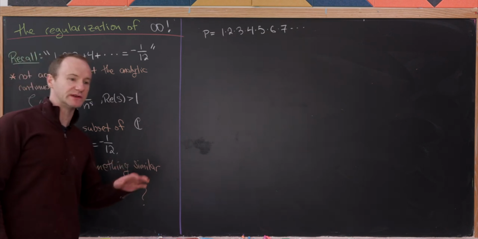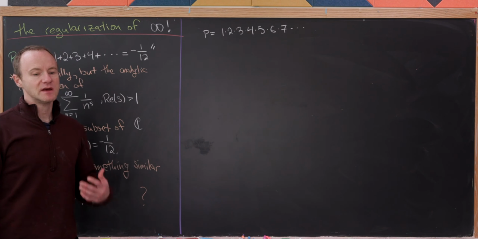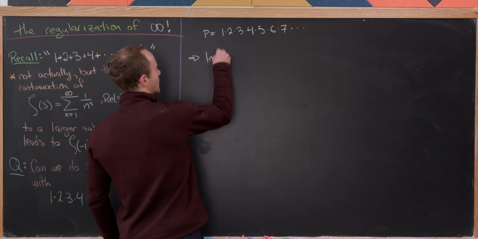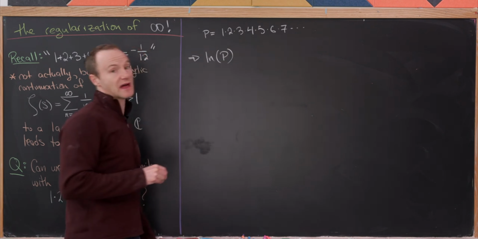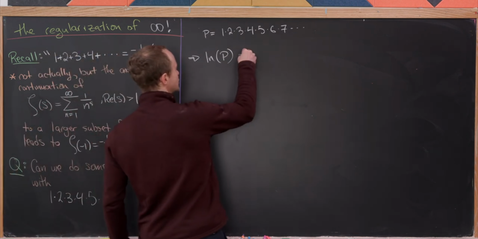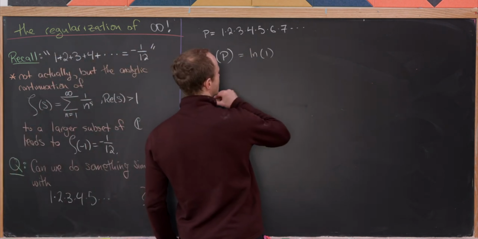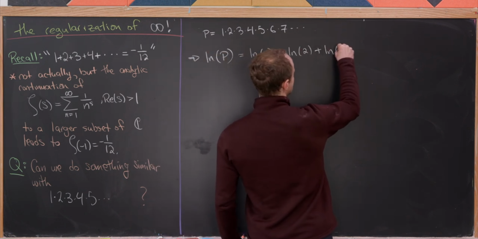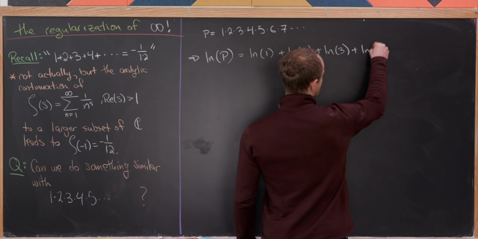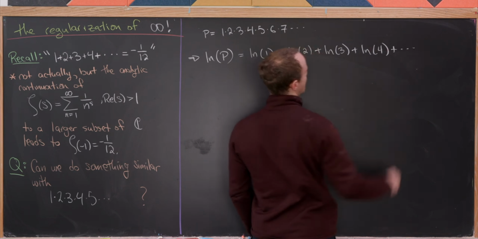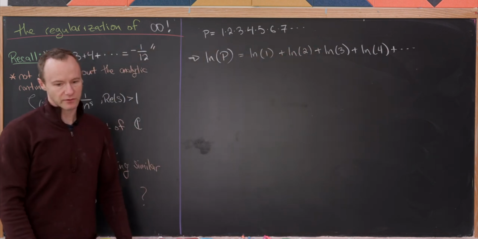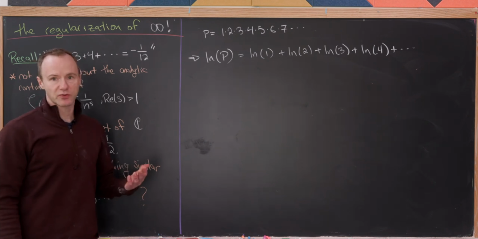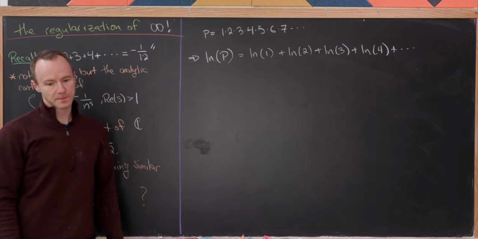But if you're thinking about how to make sense of an infinite product or even a finite product, generally you change that to an infinite sum or a finite sum by applying a logarithm. So let's do that. If we apply a logarithm, we'll have the natural log of P, that product, is equal to the natural log of 1 plus the natural log of 2 plus the natural log of 3 plus the natural log of 4 plus dot, dot, dot. And that's simply because a logarithm changes a product into a sum.